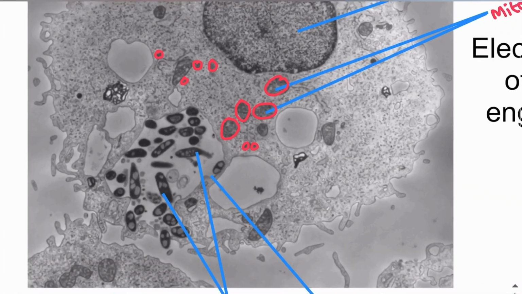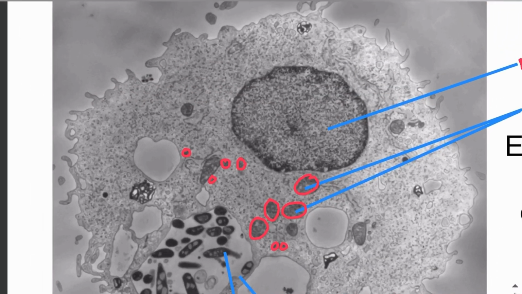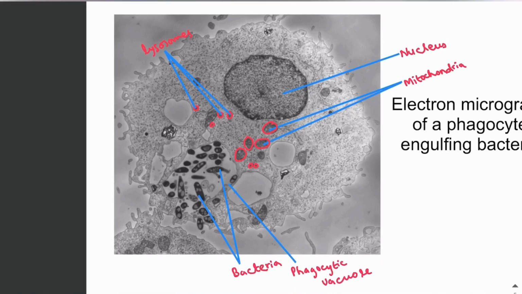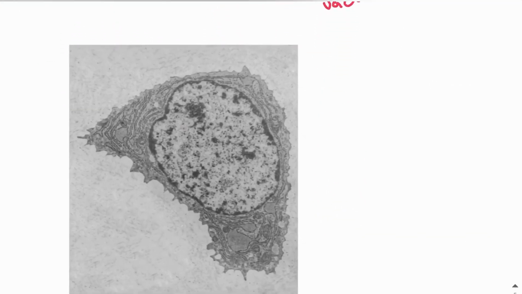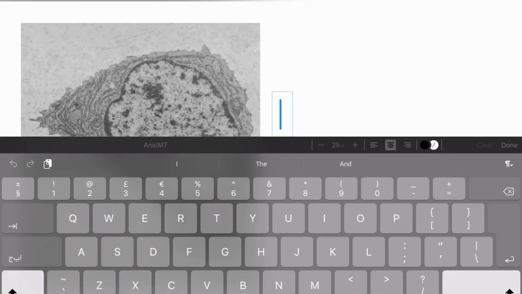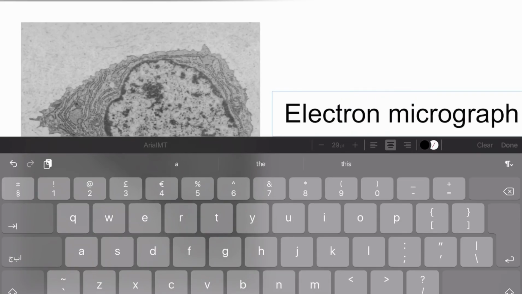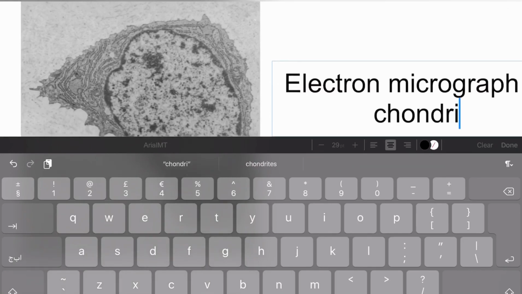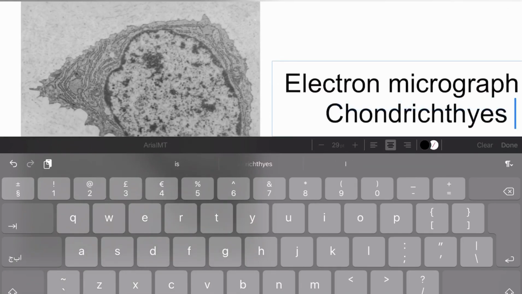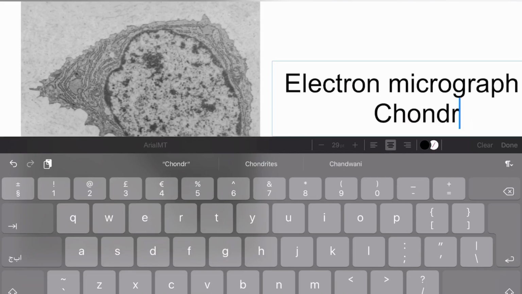So what are lysosomes? In this diagram, these are the lysosomes, right? Which will fuse with the phagocytic vacuole to destroy the bacteria. Guys, this is another cell. This is another animal cell. This is an electron micrograph of which type of animal cell? Chondrocyte, which is a cell that makes up the cartilage.